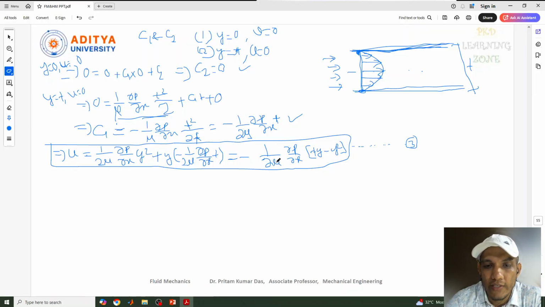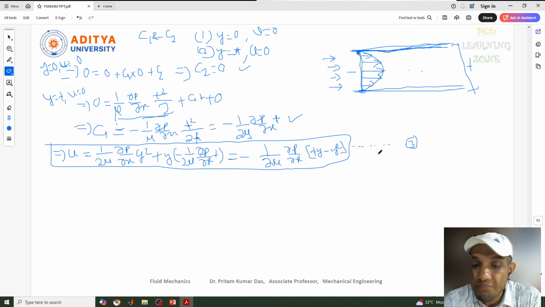So we know this is the constant term. 1 by 2 mu is the constant term. The del p by del x is also a constant term, and here t is also constant. So what is the varying thing now? Y square. Okay, so that means the u term is varying with respect to the square of y, so this equation we can say is the equation of a parabola.